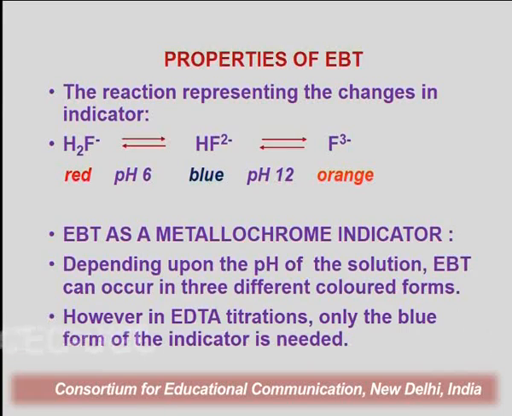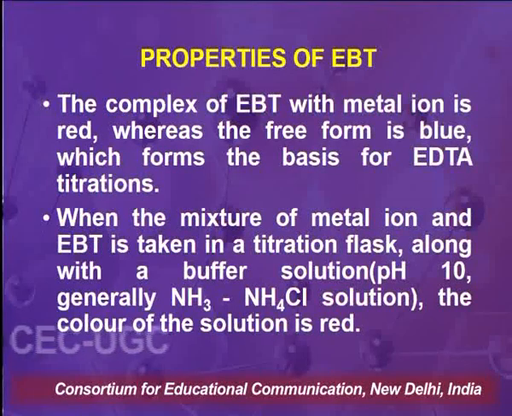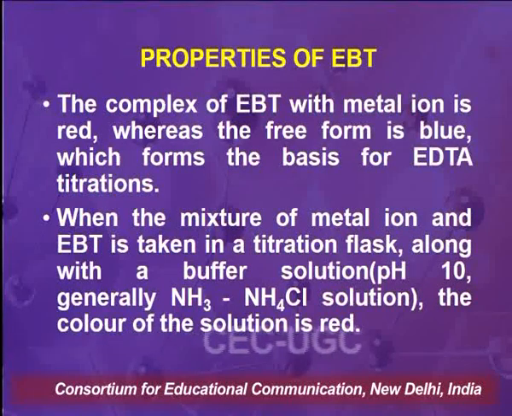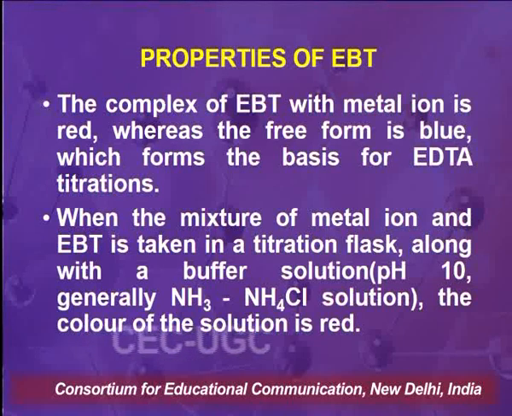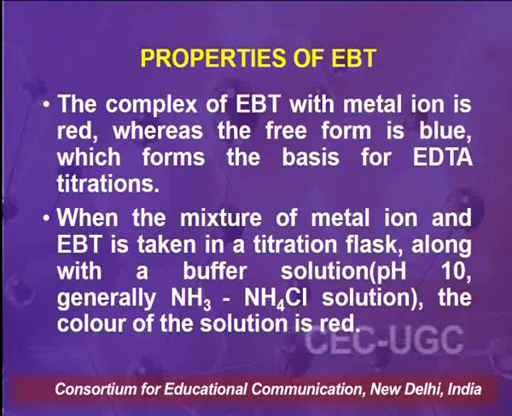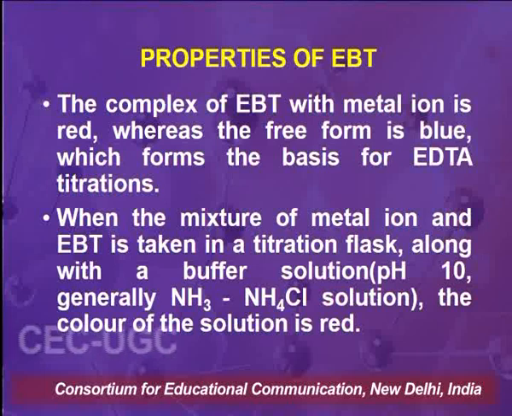Depending upon the pH of the solution, EBT can occur in 3 different colored forms. However, in EDTA titrations, only the blue form of the indicator is needed, since the pH of EDTA titrations is maintained at 10. The complex of EBT with metal ions is red, whereas the free form of EBT is blue, which forms the basis for EDTA titrations. That means the color change in EDTA titrations with EBT as the indicator is from red to blue.